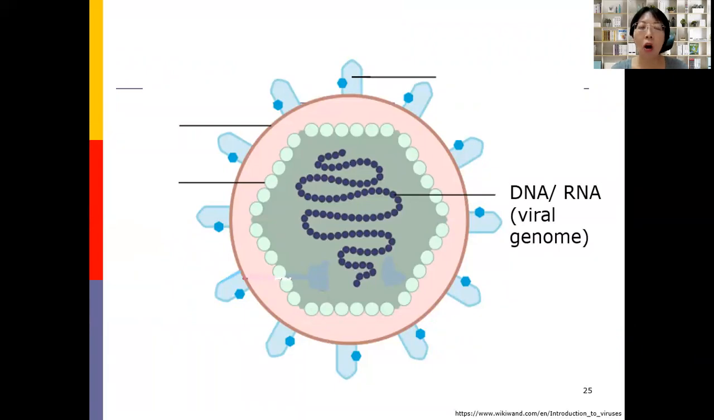So the codes are all carried in the DNA or RNA, so it's called genetic code. All genetic code of a living organism must be carried in the form of DNA or RNA. So a virus must have DNA or RNA, so the viral genome will be in the form of DNA or RNA.